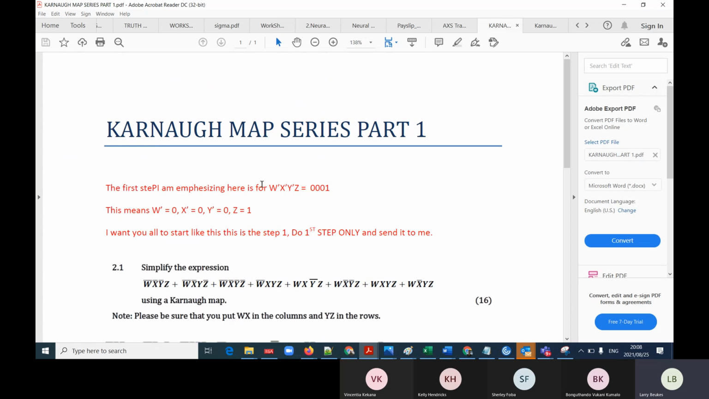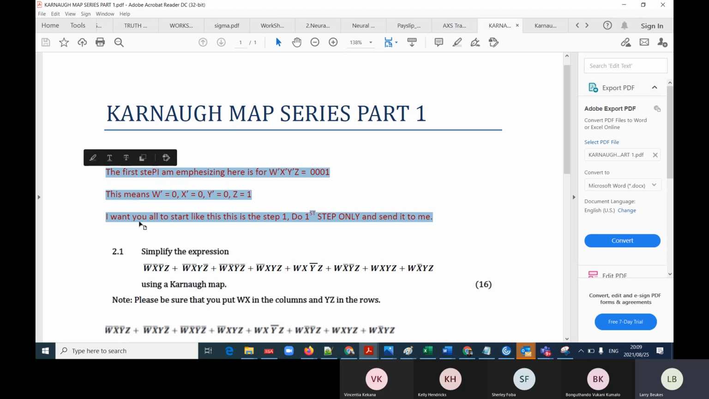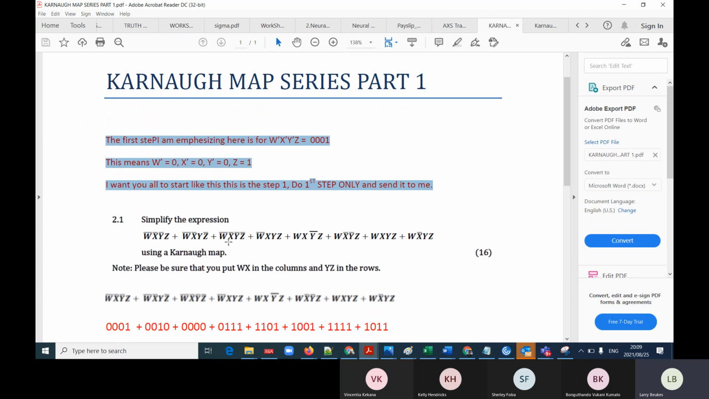The first step I'm emphasizing here is 0, 0, 0, 0, 1, okay. This means W naught is equal to 0, X naught is equal to 0, Y naught. Okay, you guys understand this as well. I want you to start this step. Okay, please do this as step 1. Do the first step only, send it to me, okay. But you guys are past that now. This is only when we start, like the first week. So you guys have even done assignment 2, so you should be able to do this.